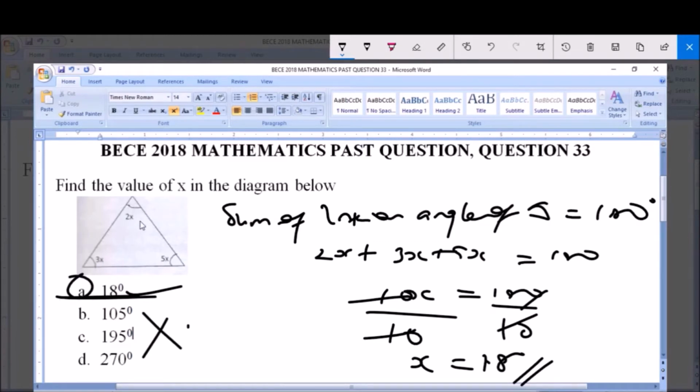Remember, x is given in respect to degrees, that is representing the angles.